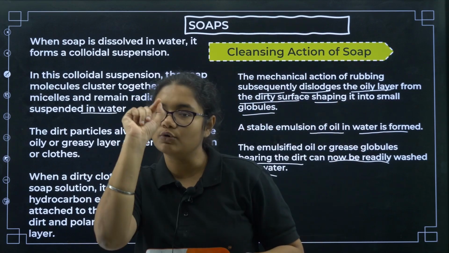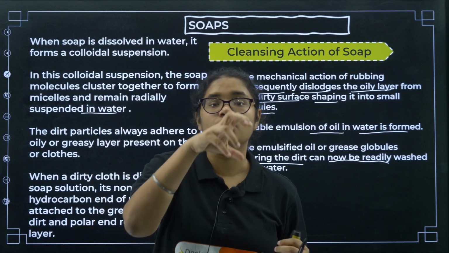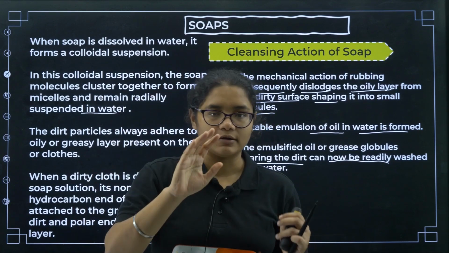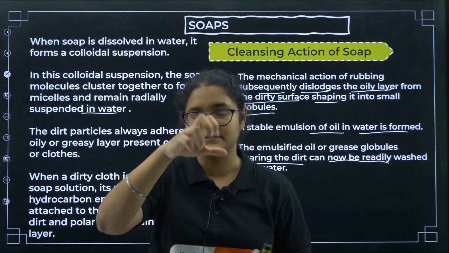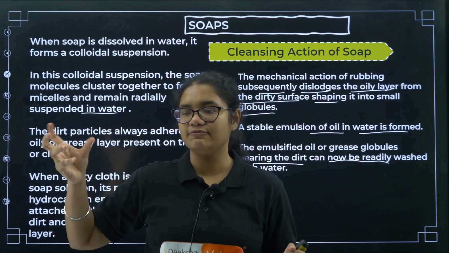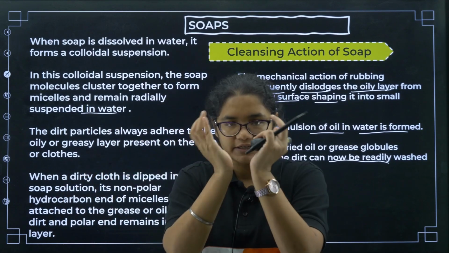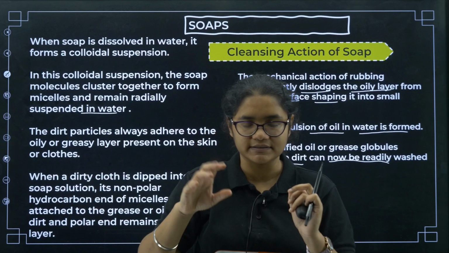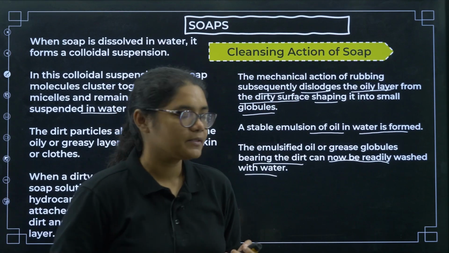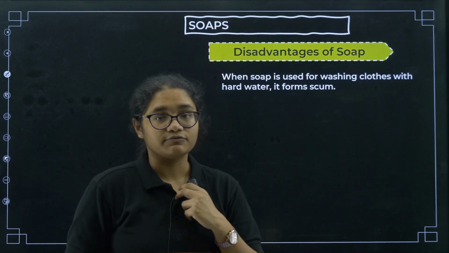Now you are dipping your cloth where there is a dirt particle. These micelle particles will go towards the dirt particles and will attach to that. Now when you rub that, these micelle particles will pull the dirt out and form globules in the water. Globule means spherical shape, right? So inside these micelles there will be the dirt particles. Now if you throw the water, the dirt particles will also go away, right? That is the mechanism.